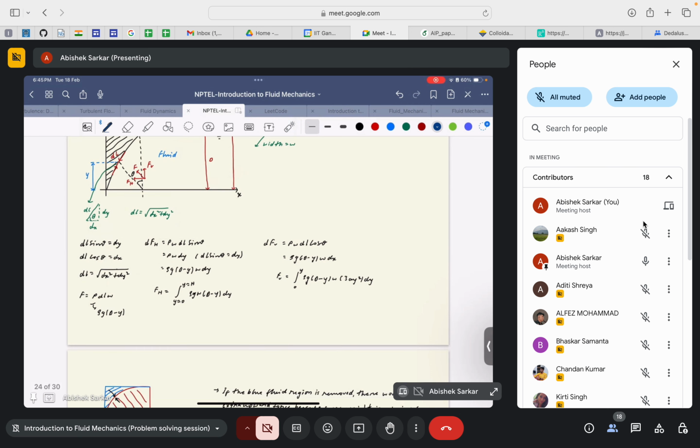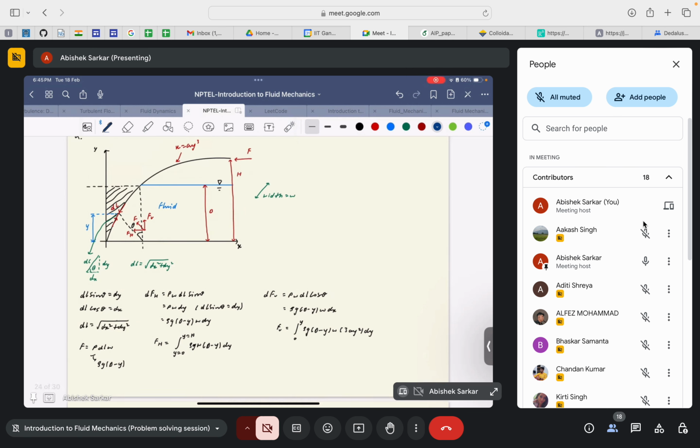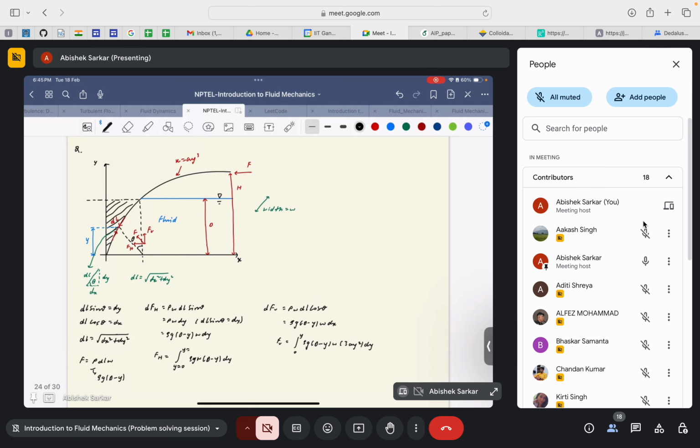So the integration, I will just check the limits. It seems I have made a mistake. I will just look into it once. I'm quite sure of it, but still I have to verify it once, and then I will discuss it properly. So let us look into the integration part.